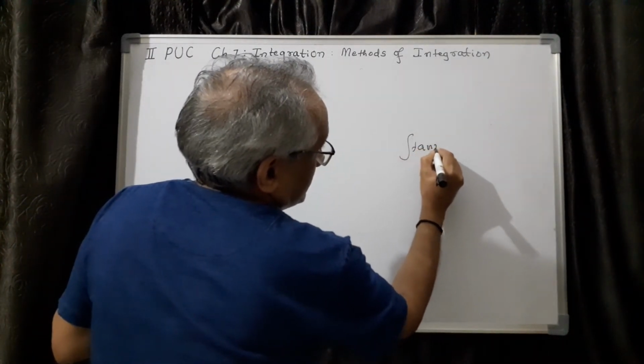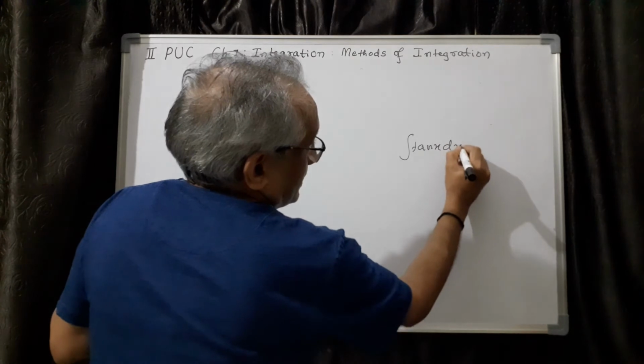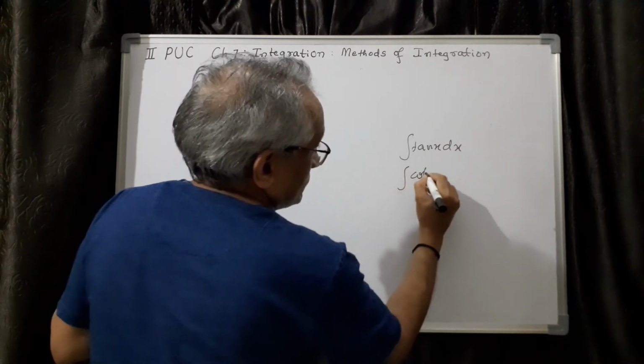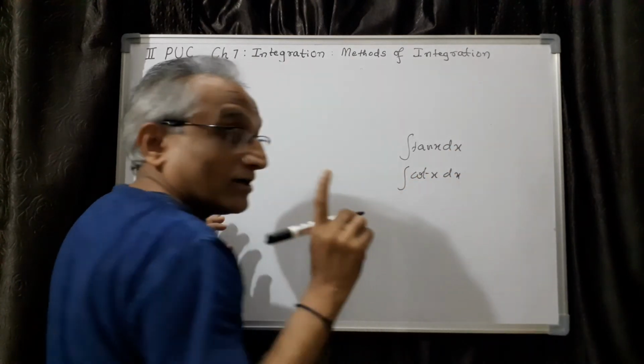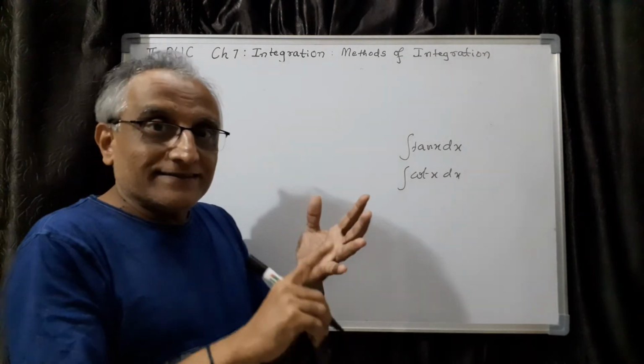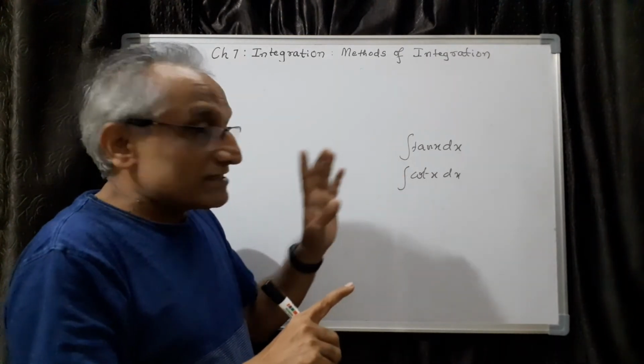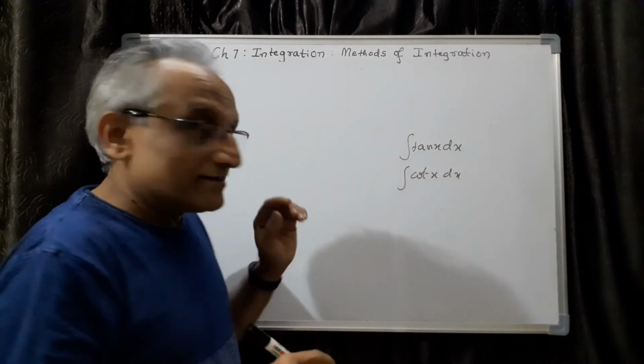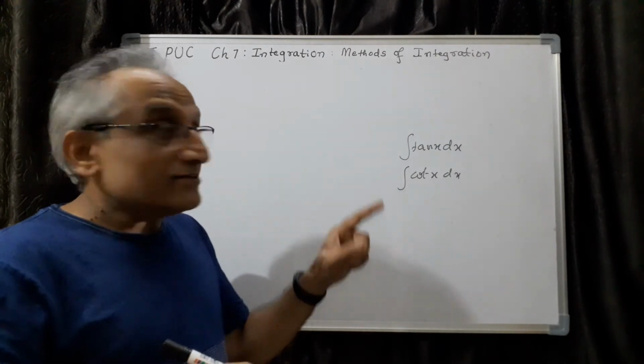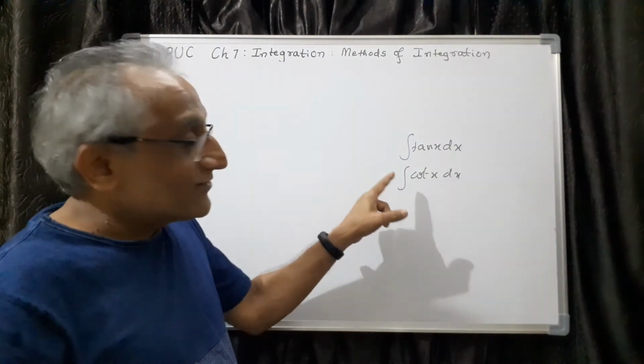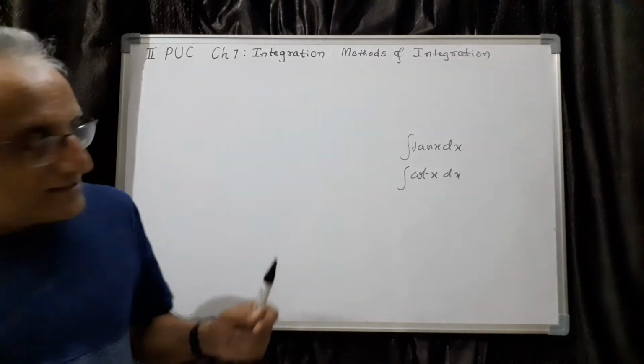Tan x, we did not have any formula. And similarly, cot x also we did not have any formula. We got formula only for sin x, then cos x. Tan x was left, cot x was left, and secant and cosecant also left. Today we can do it. This requires substitution method.